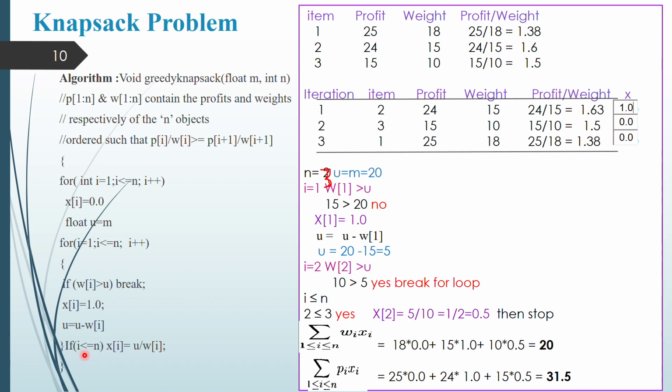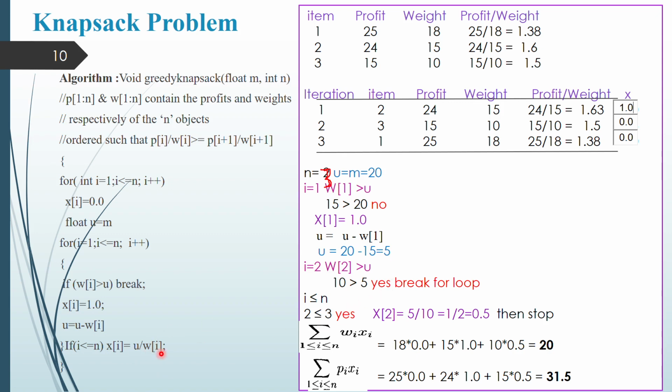That is I is less than or equal to n. So what is your I value? It is 2. Is it less than or equal to 3? Yes, the condition is true. If the condition is true, then you have to take x of I. I value is what now? I is 2. X of 2 equal to U. U value is what now?